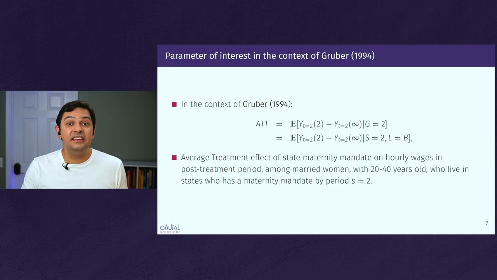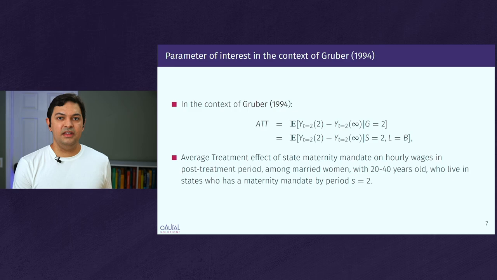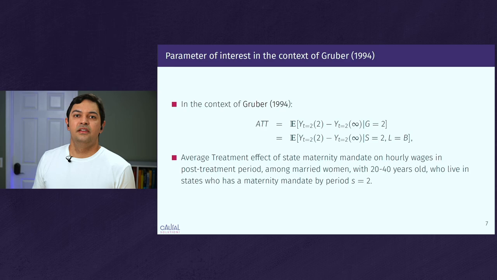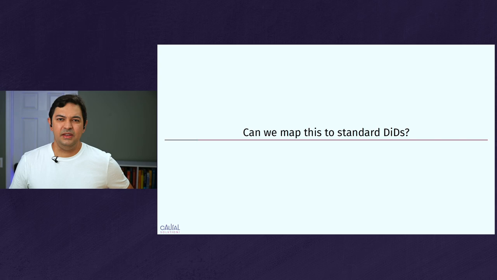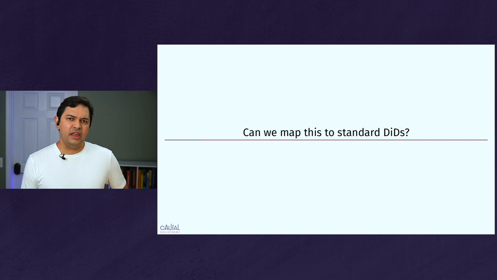This is very similar to the ATT in a standard difference-in-differences, but now it's conditioning on belonging to this partition, L equals B. Good. So you say, well, Pedro, this is intuitive. This is interesting. How can I just map this into what I have covered in the course?